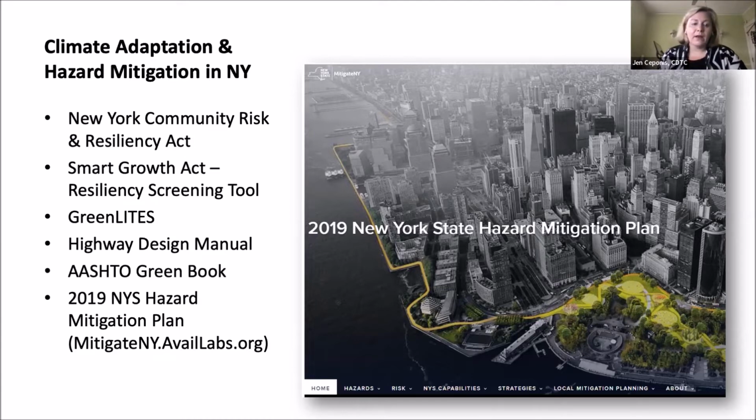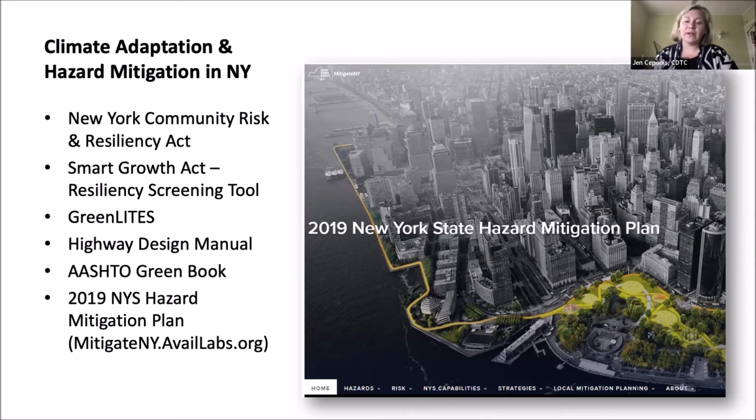And then if you are a community and you're looking to develop your own local hazard mitigation plan or resiliency plan, there's a lot of data and information available through the New York State Hazard Mitigation Plan. So the New York State Division of Homeland Security and Emergency Services partnered with the AVAIL lab team at UAlbany to develop a data visualization and analytics tool to assess and evaluate the impacts of natural hazards in New York State.